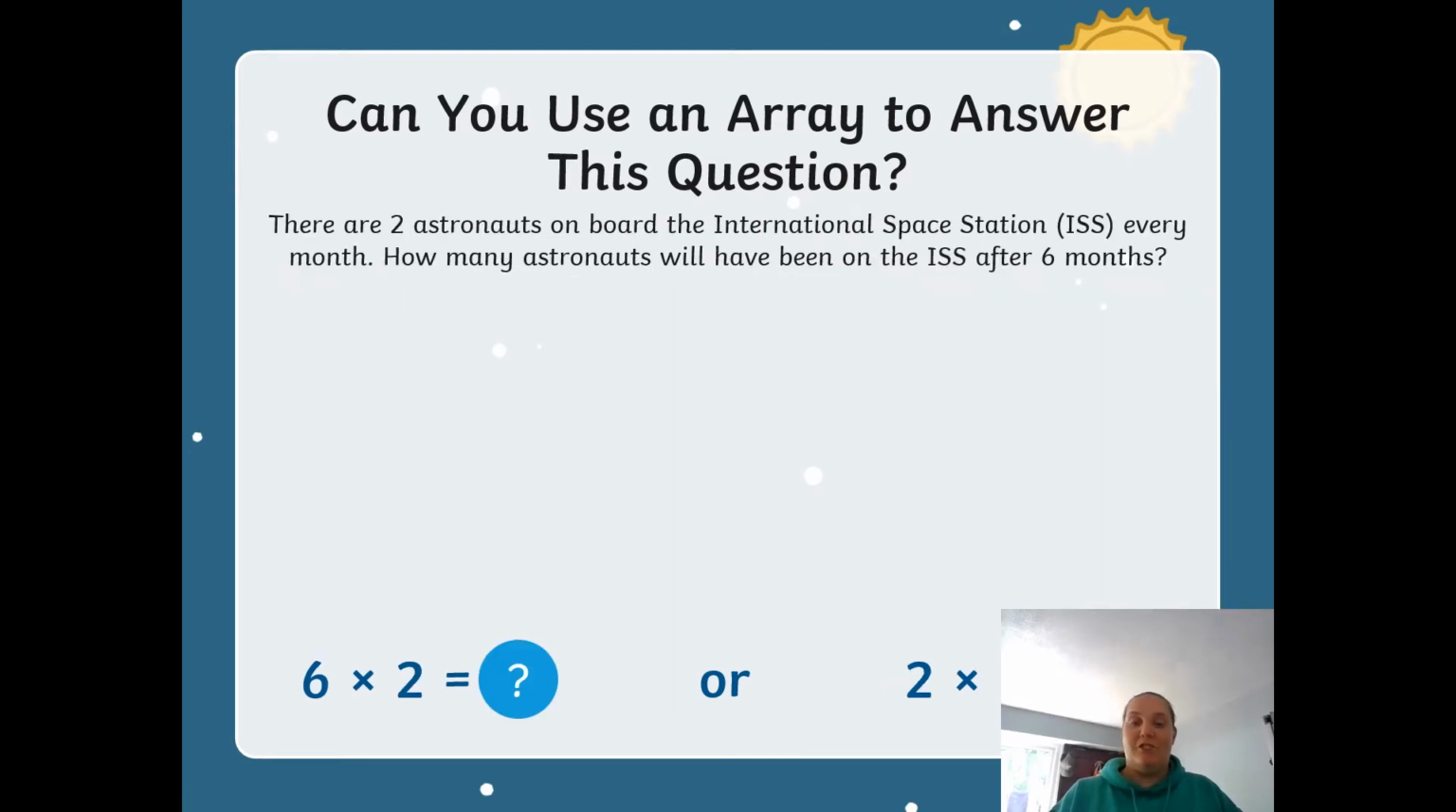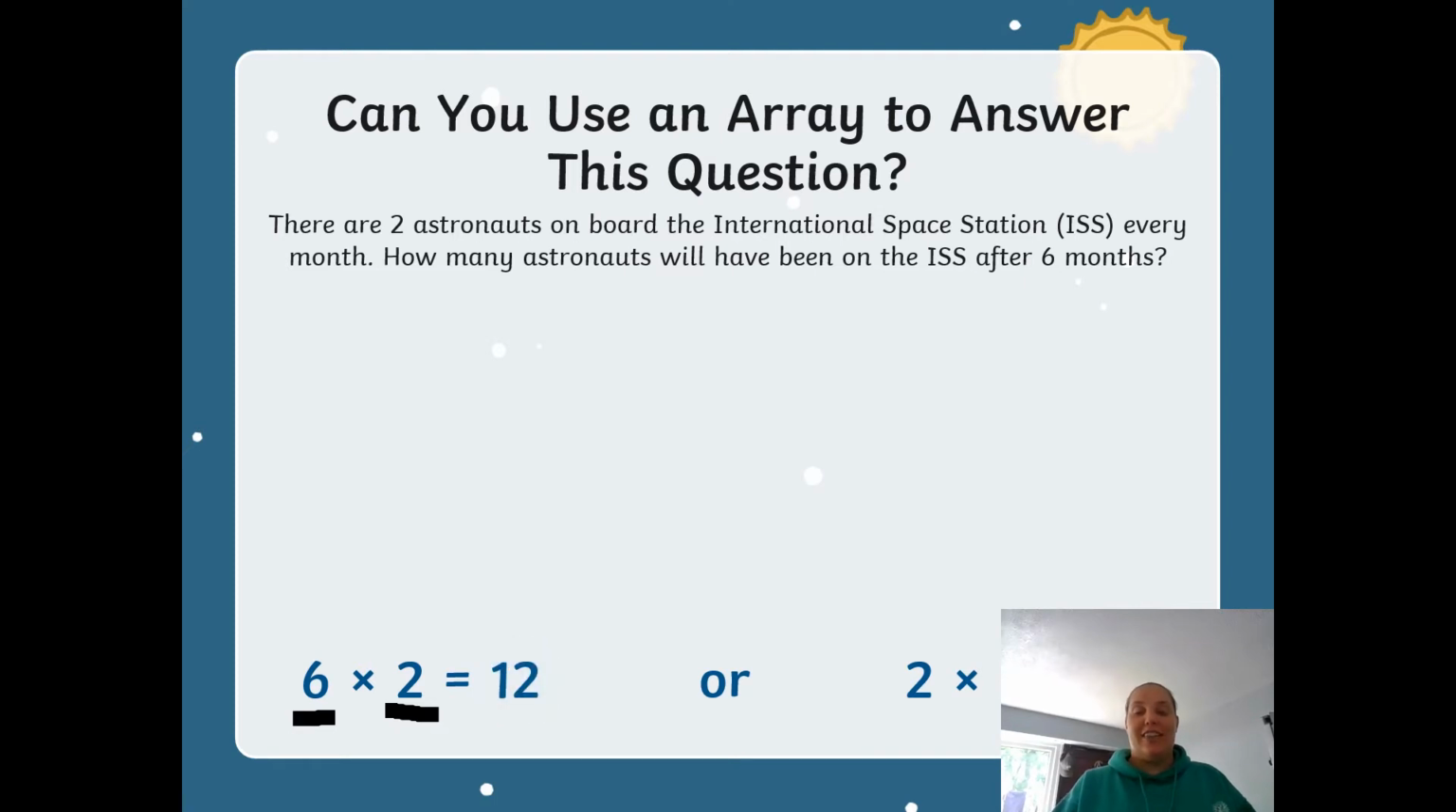Well done, everybody. Okay, so looking at this one, we've got 6 times 2 or 2 times 6. It says there are 2 astronauts on board the International Space Station every month. So how many astronauts will have been on the ISS after 6 months? So I'm doing 6 months with 2 astronauts on each one. So for this, I can hold up 6 fingers and I'm going to count in twos. So 2, 4, 6, 8, 10, 12. So there will have been 12 astronauts on board the ISS.